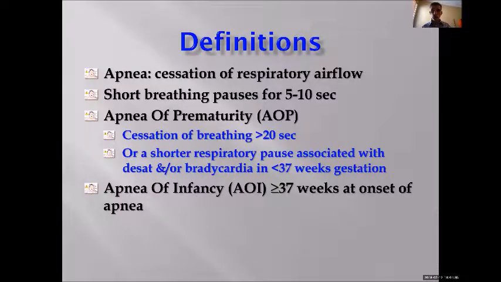Apnea of prematurity is defined as apnea, cessation of breathing for more than 20 seconds, or shorter respiratory pauses, meaning less than 20 seconds, but associated with desaturation and decrease in heart rate. And when you say apnea of prematurity, we're talking about babies born at less than 37 weeks at delivery. However, apnea of infancy has the same definition, but in babies born at equal to or more than 37 weeks at delivery.